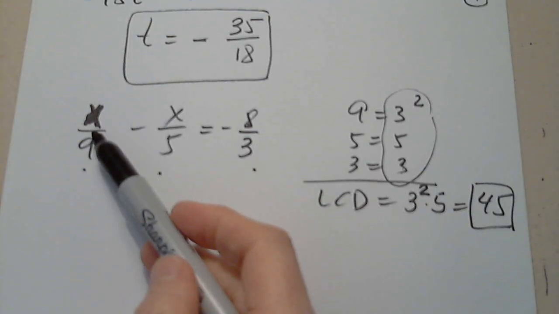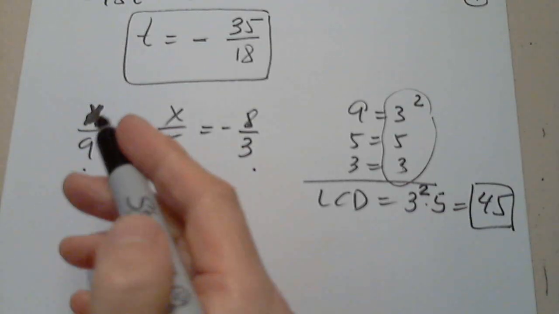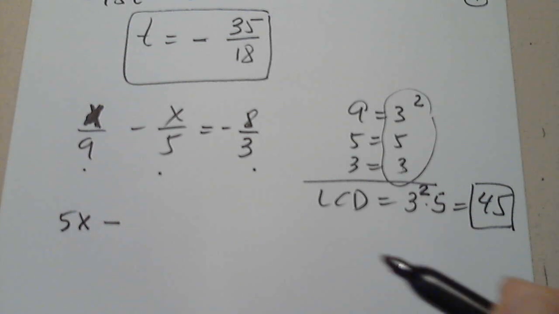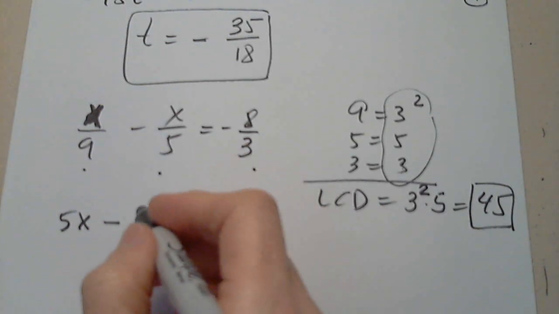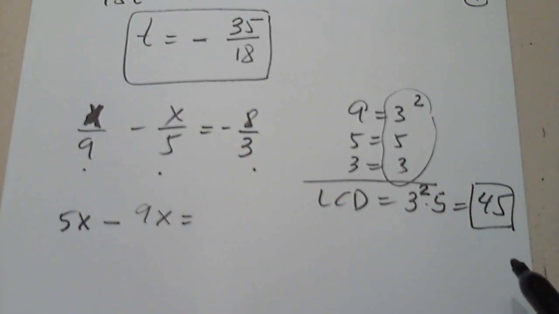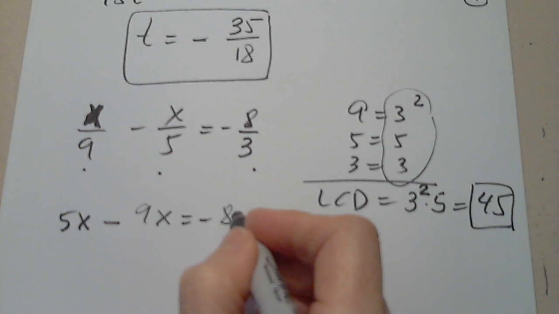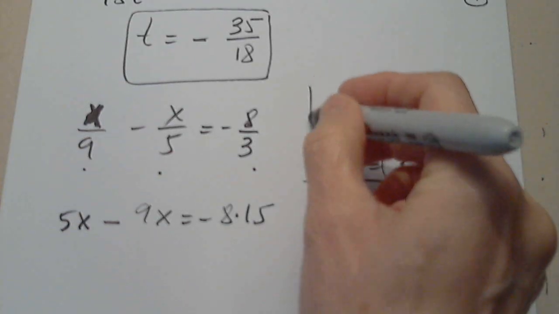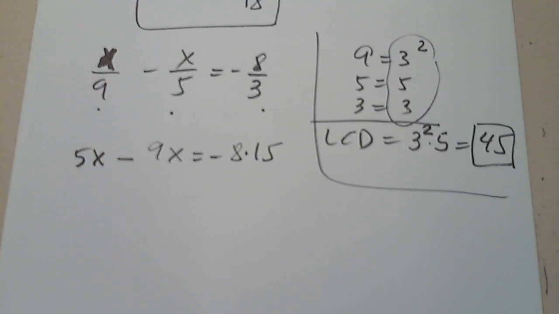When I multiply this by 45, of course I will simplify. 45 divided by 9 is 5, so 5x. When I divide 45 by 5, I get 9, so minus 9x. When I divide 45 by 3, I get 15. So this side is negative 8 times 15. Any questions so far on how we got these numbers? Anybody, please?